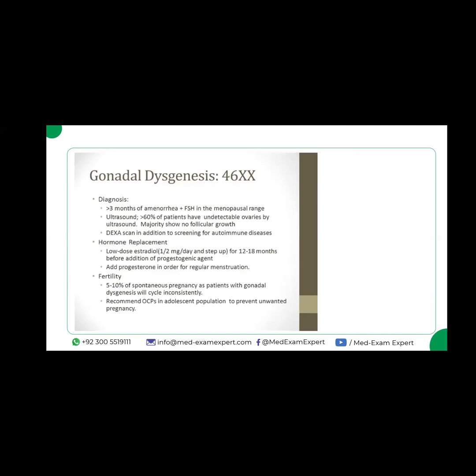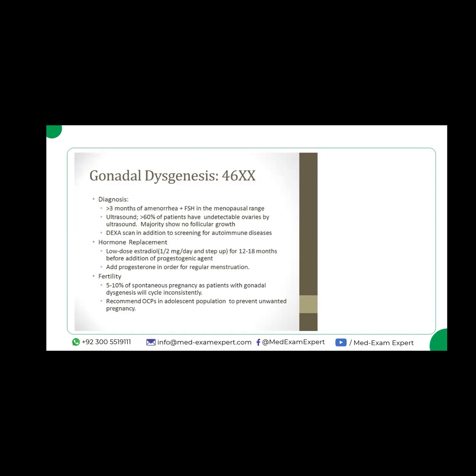So the diagnosis is made if the patient presents with a history of more than 3 months of amenorrhea, and the follicle stimulating hormone is high. It is mostly in the menopausal range. If we do the ultrasound in these patients, more than 60% of them have undetectable ovaries by ultrasound, and the majority of them show no follicular growth. DEXA scan is done in addition to screening for autoimmune diseases.